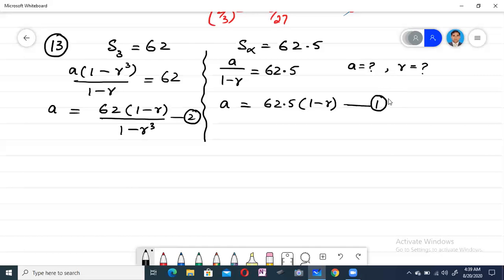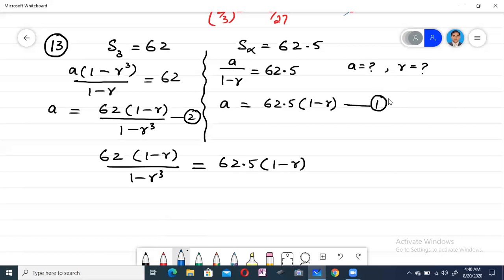Now we'll compare both equation 1 and equation 2, as both equations have the same left hand side. Then the right hand side we can compare. Right hand side is 62 into 1 minus R divided by 1 minus R cube, that will be equal to 62.5 into 1 minus R. Then from both sides like terms we can cancel, 1 minus R cancels with this 1 minus R. Then here will be 1 divided by 1 minus R cube is equal to 62.5.